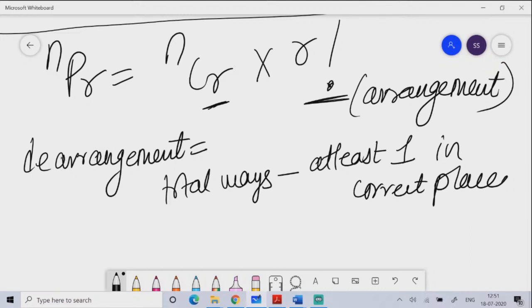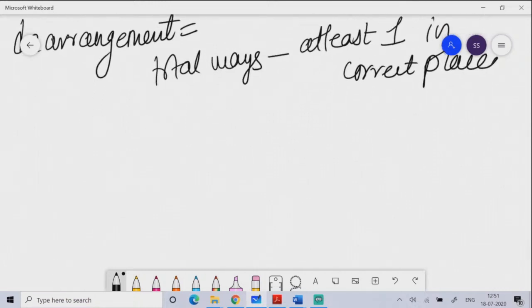Suppose I have five letters and I have five lettered envelopes, or suppose I have five keys and I have five locks. In how many ways can I put five letters in five lettered envelopes such that none of the letters will go to the correct envelope? Or in how many ways can I try five keys over five locks such that none of the keys is tried on the correct lock? This is called derangement.